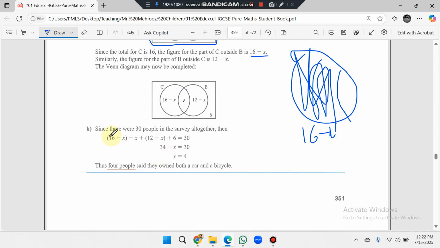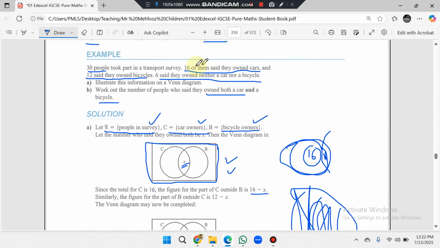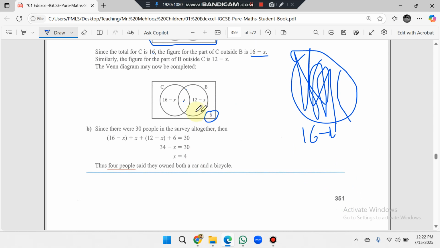How? Since there are 30 people in the survey altogether, the sum of all the parts must equal 30. Where does this 6 come from? 6 comes from the people who have neither the car nor the bicycle. It means that they are not included in C, not included in B.